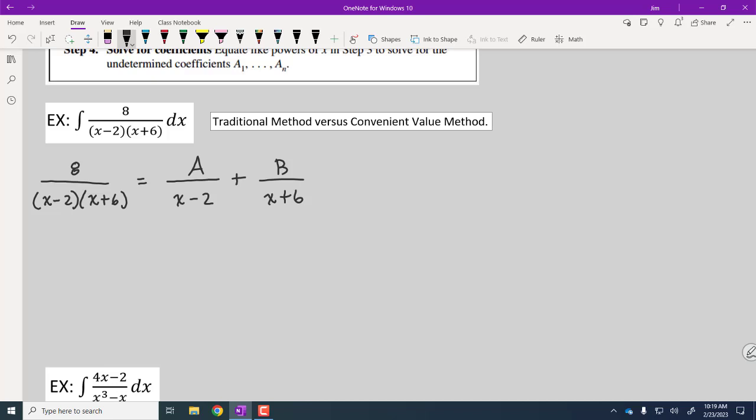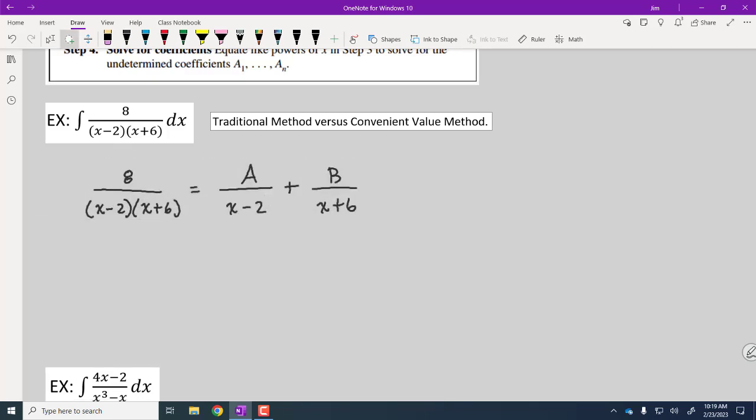In order to solve this with algebra, what we're going to do is clear the fractions. So we're going to multiply both sides by the denominator on the right so that we clear the fractions. We're going to multiply this side by x minus 2 times x plus 6. Then those will cancel. Multiply this side by x minus 2 times x plus 6. So the first step is to clear the fractions.